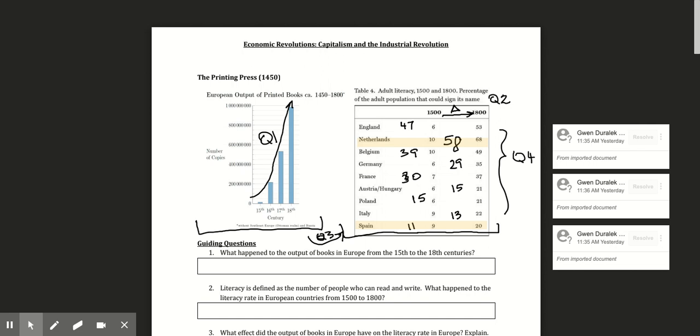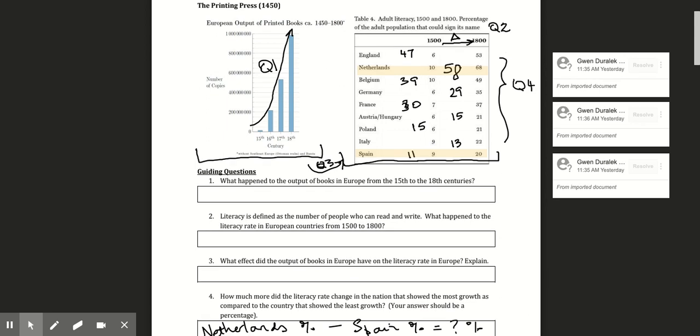For question number 2, literacy is defined as the number of people who can read and write. What happened to the literacy rate in European countries from 1500 to 1800? The adult literacy data graph takes us from 1500 to 1800. So looking at the overall trends, these typed numbers in the 1500 column and in the 1800 column, notice the trend there of what's going on to help you answer question number 2.